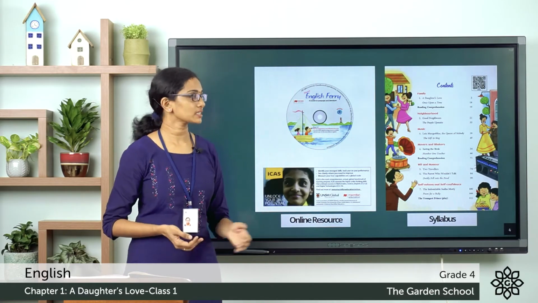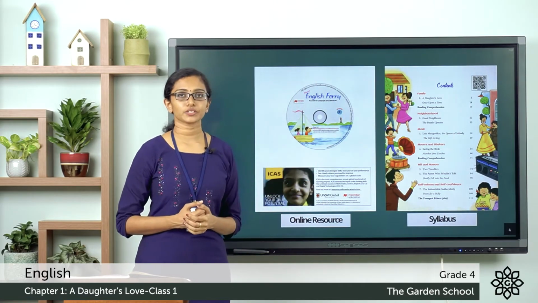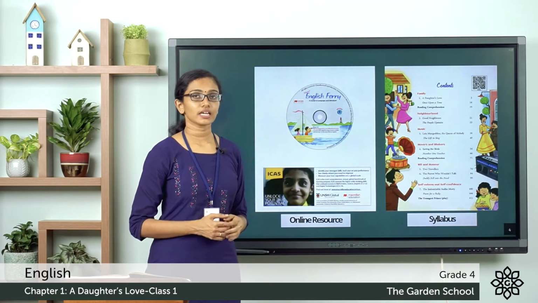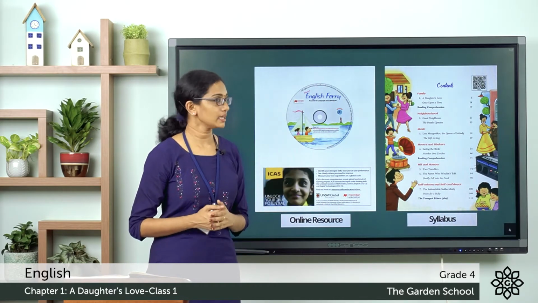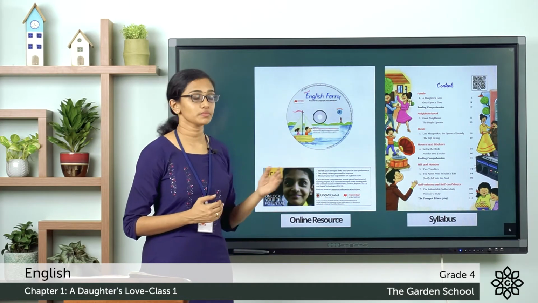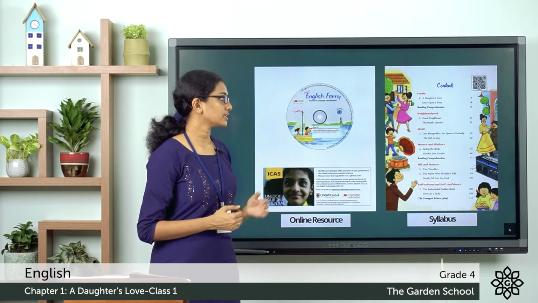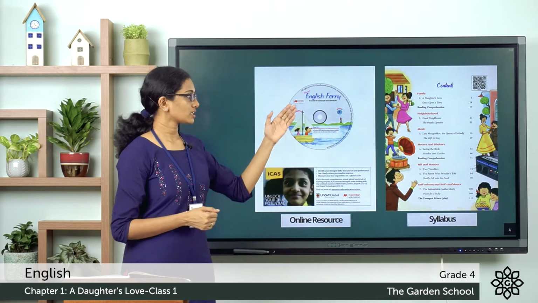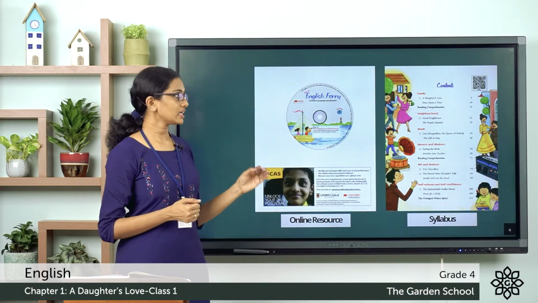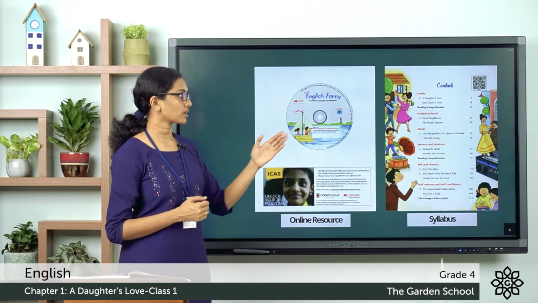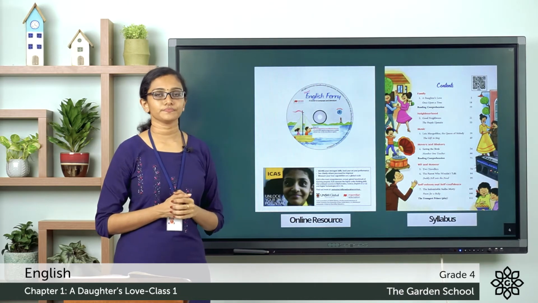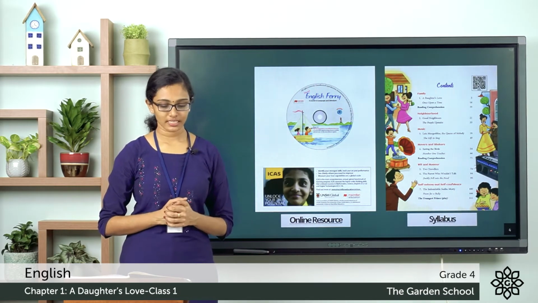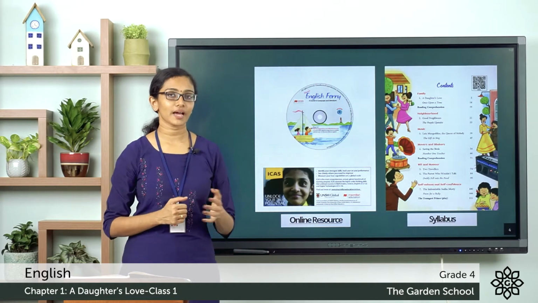As you turn the pages, you can see the contents page. You can see there are 6 units. Each unit has got its own theme like family, neighborhood, music, movers and shakers, wit and humor, self-esteem and self-confidence. These are the units in this book, and each unit will have a story and a poem. So today we'll be starting with the first unit, and the theme of this unit is family.